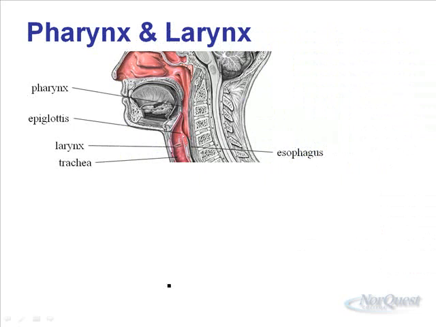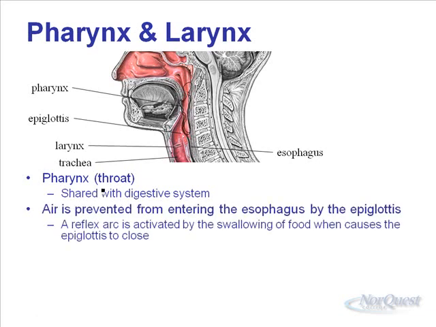Once we get past the nose, we can look at the pharynx and larynx. The pharynx is your throat. It's shared with the digestive system, so it's this tube here, right about there. This is our pharynx, and we can even go up around here a little bit. So it's shared with the digestive system. It's a tube that can transport food as well as air. It's separated from the digestive system by the epiglottis.